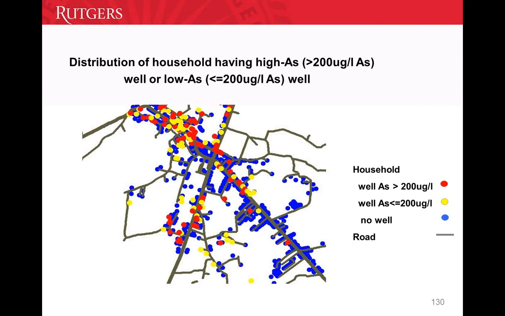Okay, so you can see the WHO standard is 10 parts per billion, 10 ppb, for arsenic, and at the red dot we have between 200 and 1,000 ppb, micrograms per liter, of arsenic in the wells. These are shallow wells, and the water source for these folks in this village.